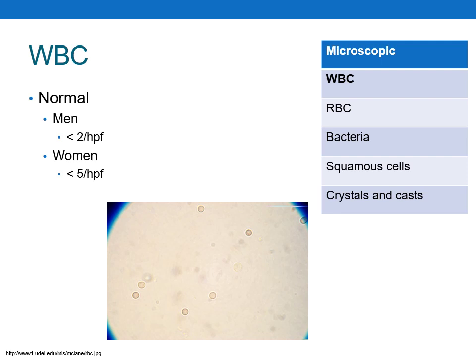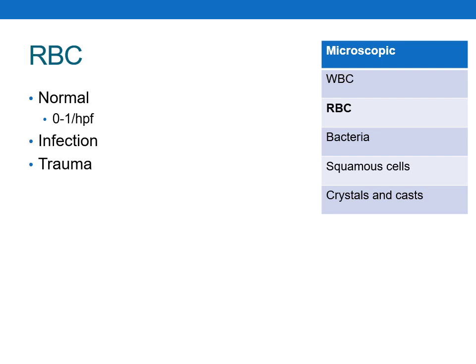So basically what I've provided for you on the slide is an example of 1 HPF. As you can see on the slide, there's about 6 cells that could be identified, so that would be 6 cells per HPF. So in this case, white blood cells, men would have less than 2 in that one visual field, and women would have less than 5 in that one visual field. Any higher results than that could indicate an infection, and a UTI should be considered as a possible source.